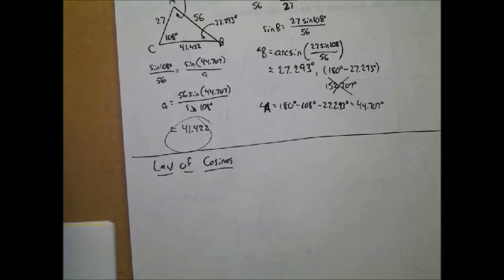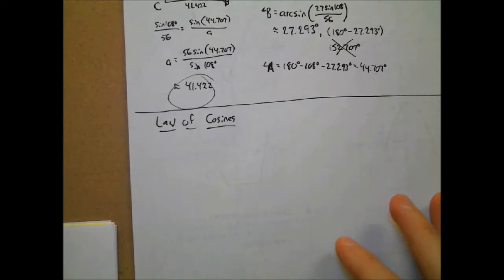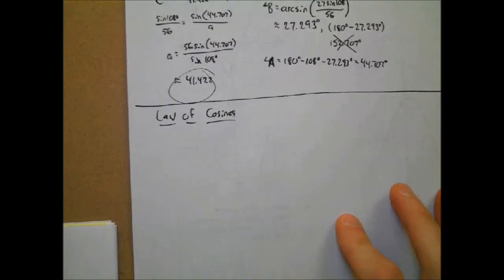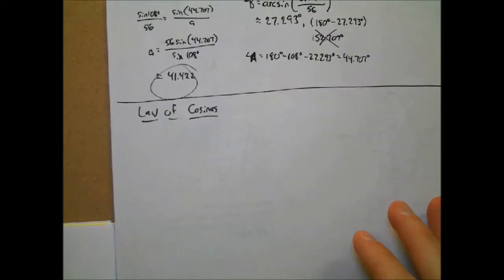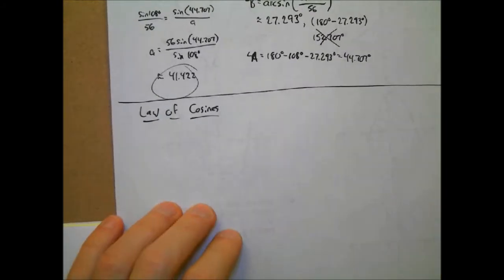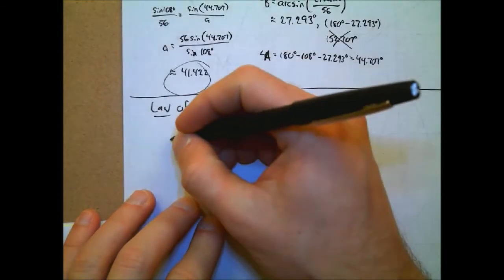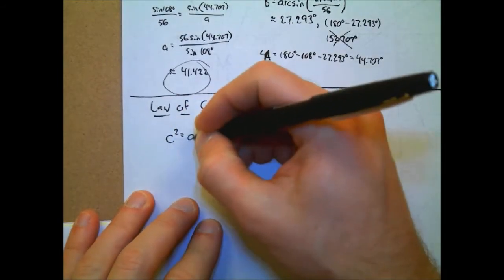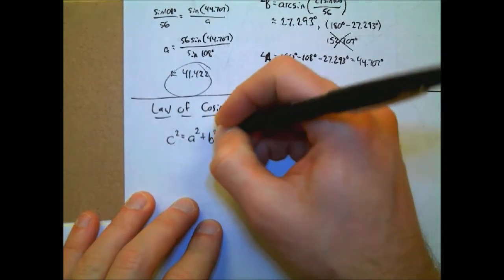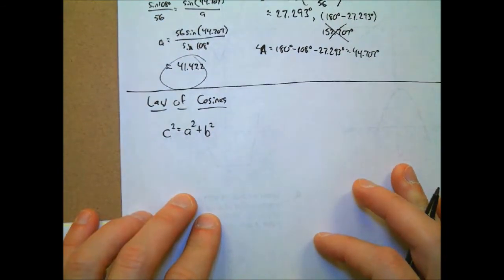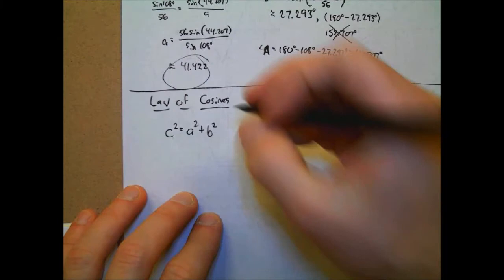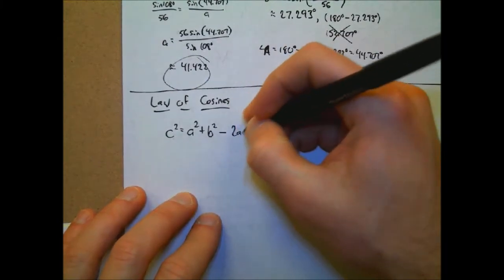So, law of cosines, like the law of sines, is used to solve non-right triangles. You can still use law of sines in right triangles. You can still use law of cosines in right triangles. It's just that they're also able to be used in non-right triangles. So here, I think, is the formulation of the law of cosines you'll be given. Recognize that? Pythagorean theorem, right? But minus 2ab cosine capital C.